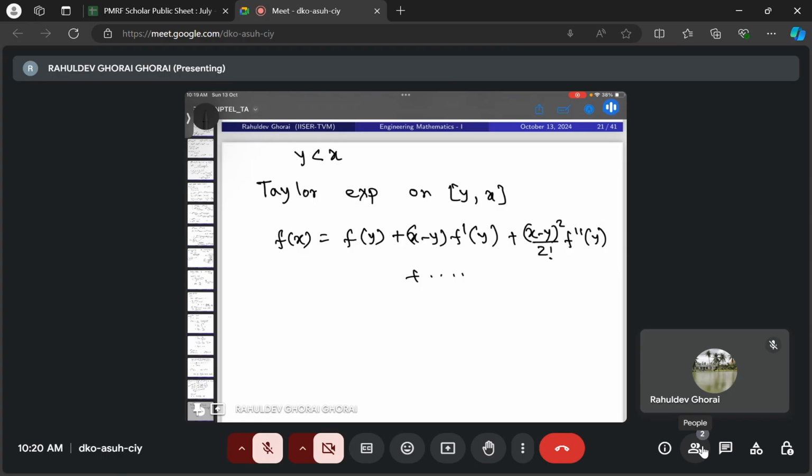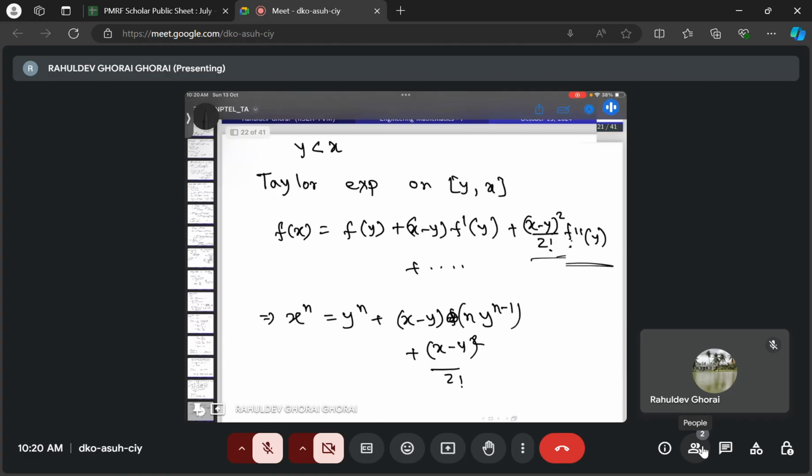Okay. Also, Taylor series expansion about this point, what you can write is f(x). So that implies x to the power n will be y to the power n plus (x minus y) times f prime of y. What will f prime of y be? That will be n times y to the power n minus 1. Right. So plus (x minus y) whole square over 2 factorial. See, also with the Taylor series expansion, if you want, you can write up to a certain term, let's say second order you want to take. So in that case, let me write it clearly. Okay.